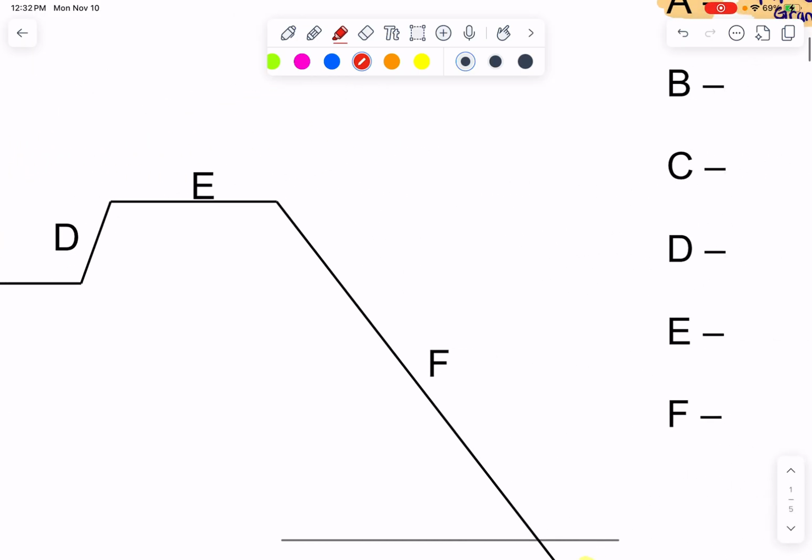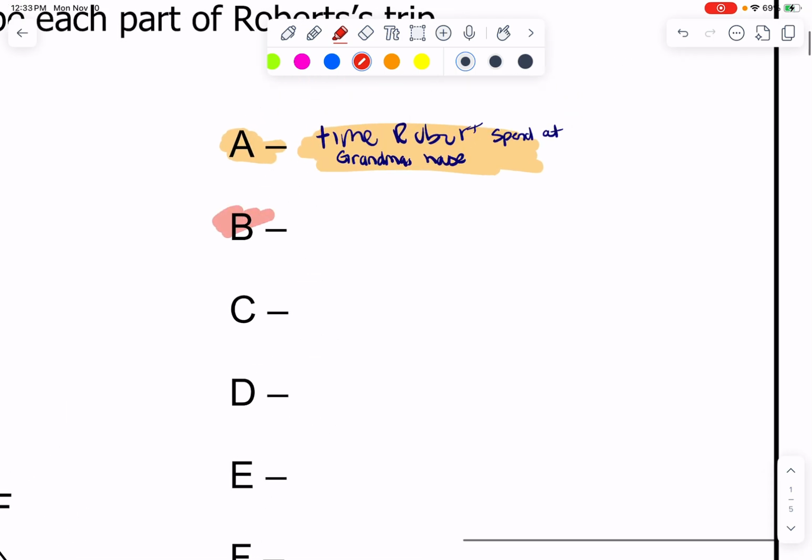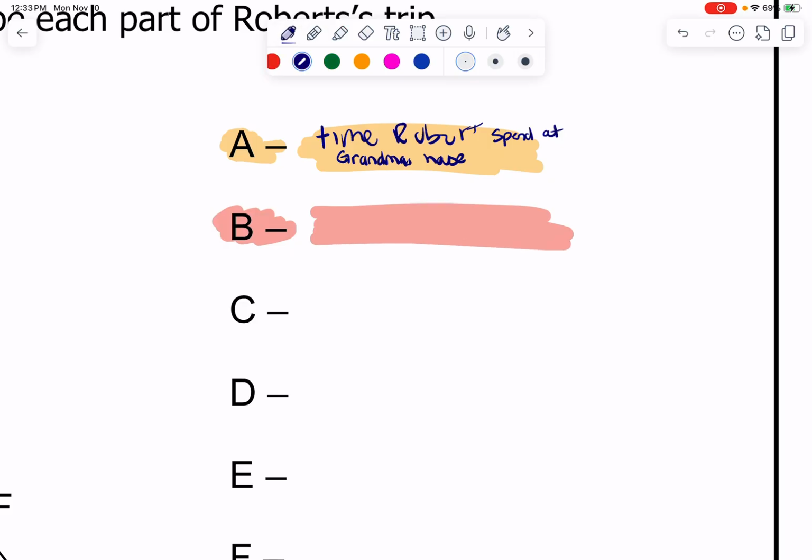So let's write that down over here. Let me highlight for you. I would say that we are driving. I guess we could be walking. We don't know how fast we're going. But I'll just write driving back home.